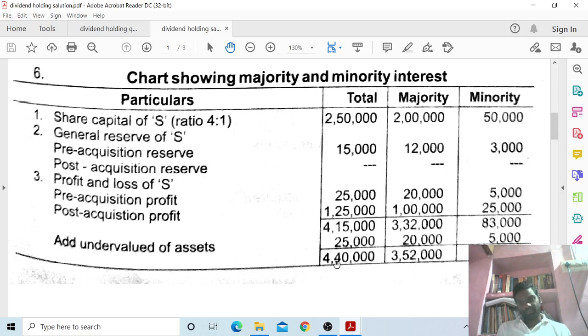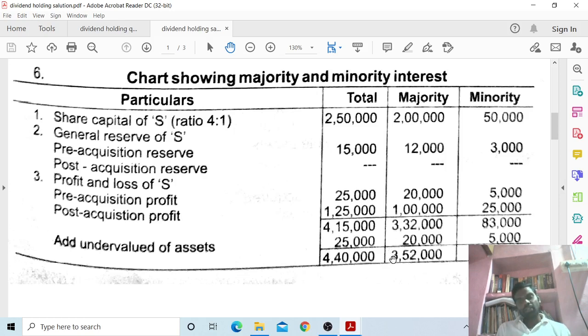So next, these 4 items are all added, you have to take 4,50,000 total. So majority items added are 3,32,000 total. So these 4 added are 83,000 total. Next, add undervaluation of assets. So 4,15,000 plus 25,000 added, you have 4,40,000.